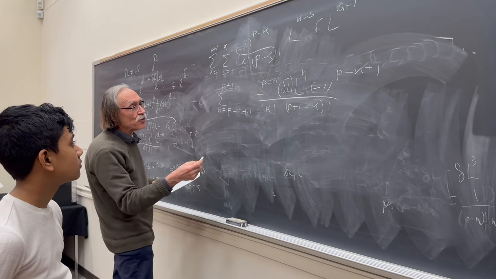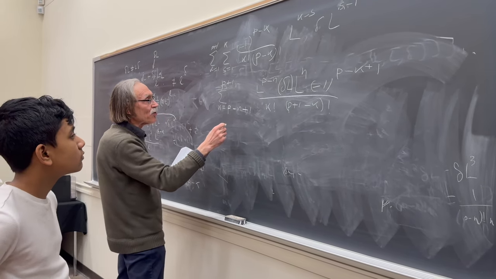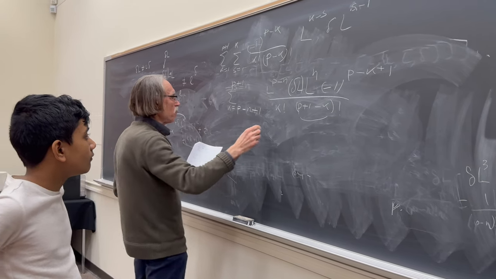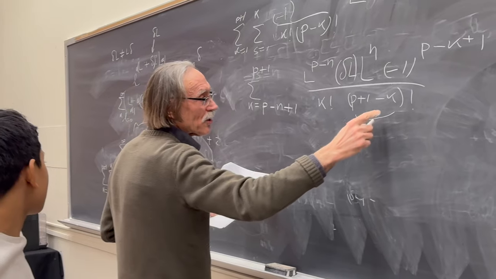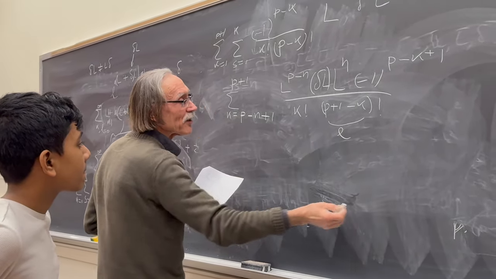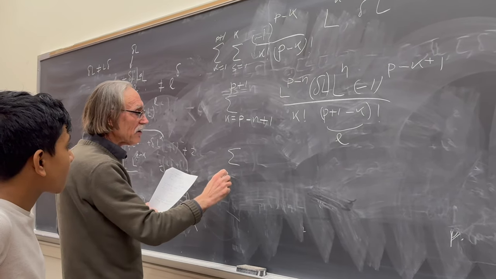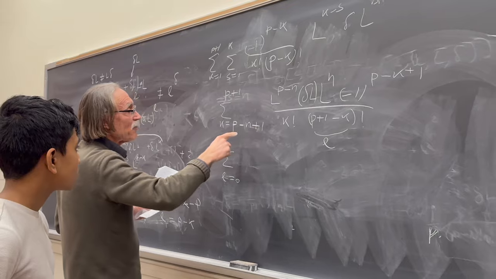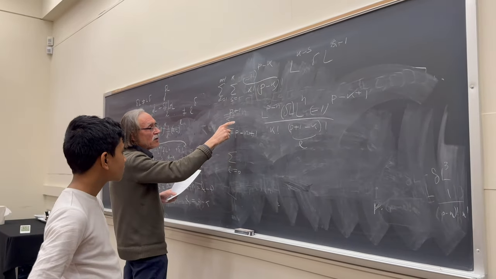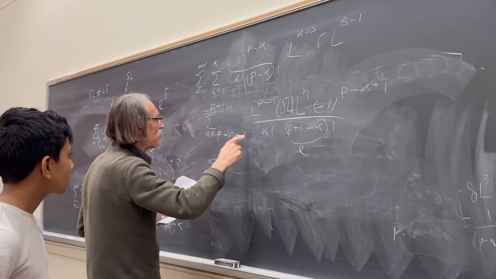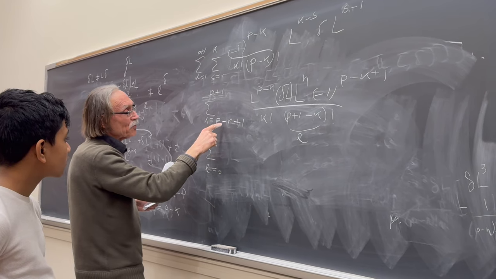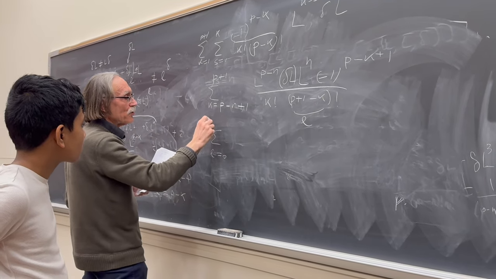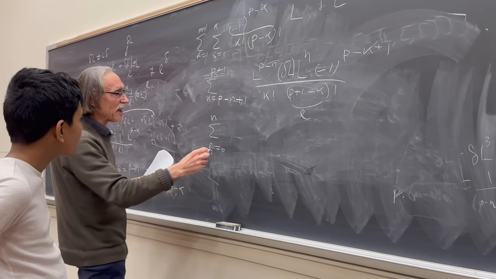And now you choose a new variable. So you can call this a new variable, for example, L. Then the variable L runs from zero to this one. The maximum is when K is equal to P plus 1, that is 0. And when K is equal to P minus N plus 1, then this is equal to N. So in terms of this variable, it runs like that.